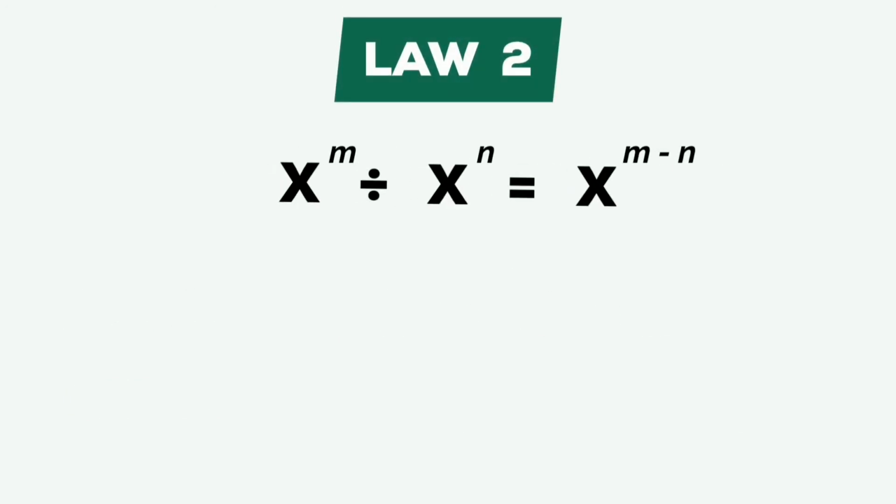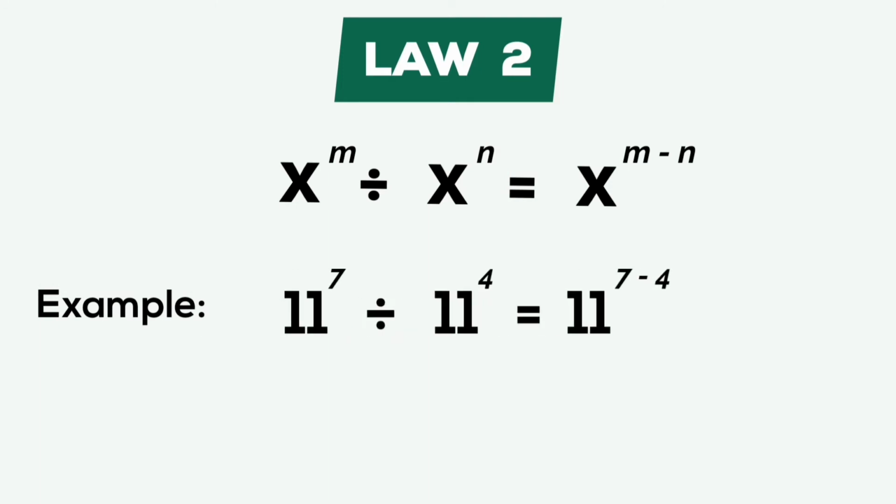Second law, x to the power m divided by x to the power n is equal to x to the power m minus n. When the base x to the power m is divided by the base x to the power n, the power gets subtracted and gives x to the power m minus n.